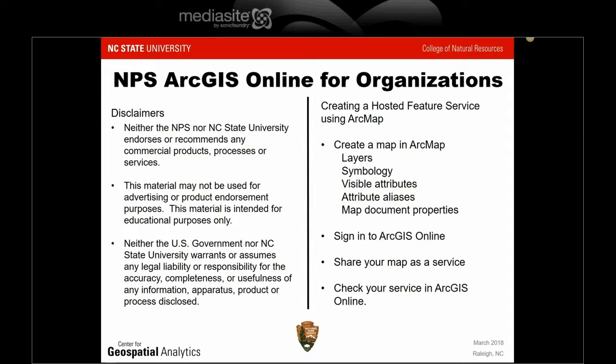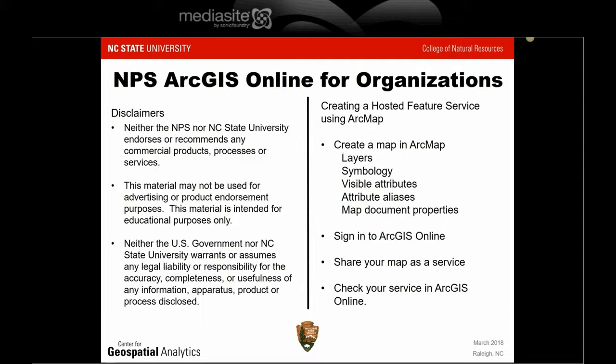So how do you create a hosted feature service in ArcGIS Online using ArcMap? Well, you can see on the right here that I've got a little outline. It's pretty simple. First thing you want to do is create a map document in ArcMap. And things to consider are the layers, the symbology, the visible attributes, attribute aliases, and your map document properties. Once you configure all of those, it's pretty easy to create a usable hosted feature service.